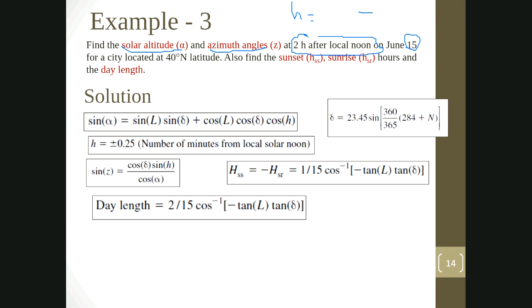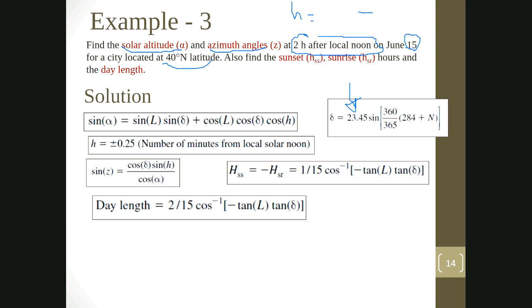We find it before, and we find which day exactly is 15 June. We see the accumulation of the days before it, and you find which day exactly. Okay, so this is the day, and we need the day to find the declination, because declination is only a function of the day, for a city located at 40 north latitude. So this is the location. Also find the sunset and sunrise hours and the day length. These are all the things that we already covered before.